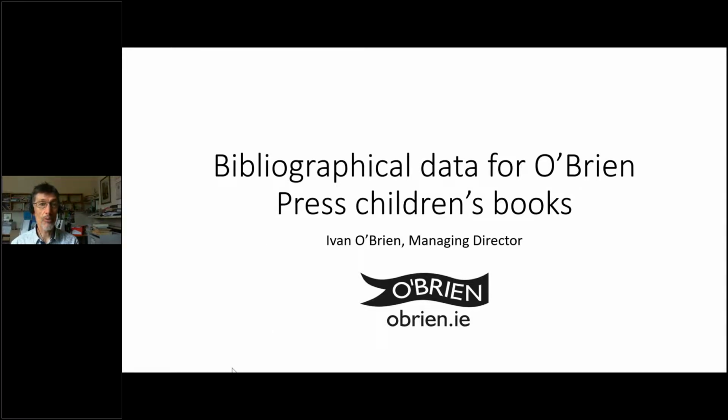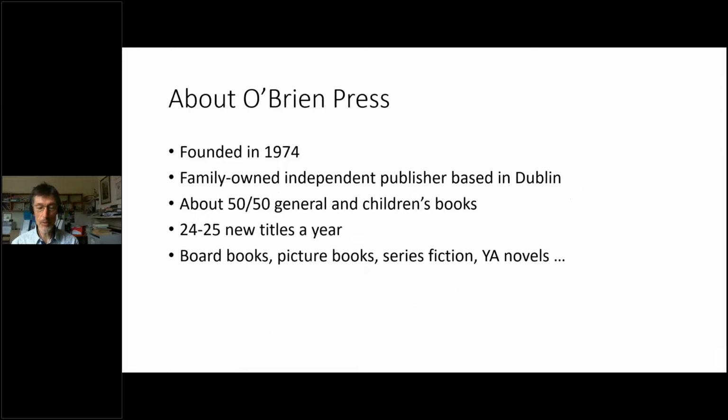Just a little bit about who we are, in case you don't know. So O'Brien Press is a family-owned independent publishing company, founded in 1974, so we're nearly 50. About half of what we do is children's books, and about half of what we do is general books. So that 25-ish new titles a year, that's children's books. We do about 50 in total. And our children's list runs the gamut from board books to picture books to series fiction, YA novels, activity books, whatever you're having yourself. It's a broad range of children's books.